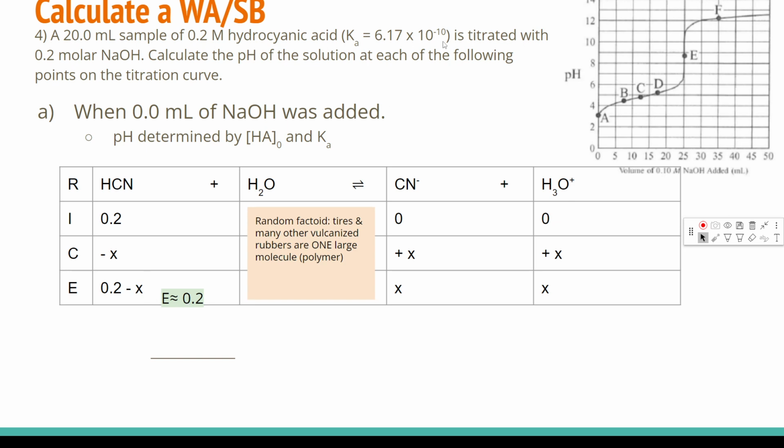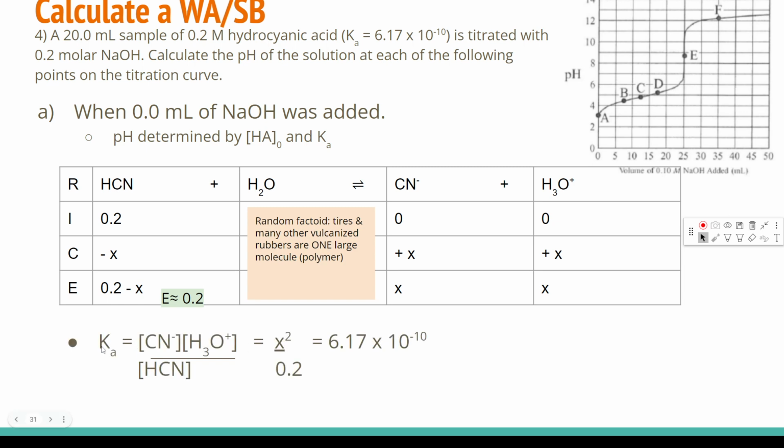Our Ka value is so small that if I multiplied it by 100, it's still way less than the initial concentration of the weak acid. So I'm going to go ahead and round that for simplicity's sake. Again, if you don't round with the shortcut, then you end up with a quadratic, which you could totally do. It's totally fine, but I'm not going to.